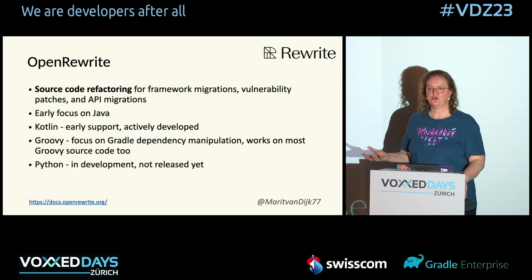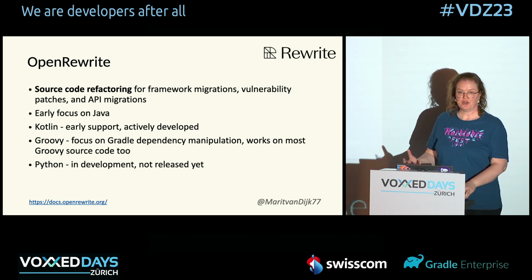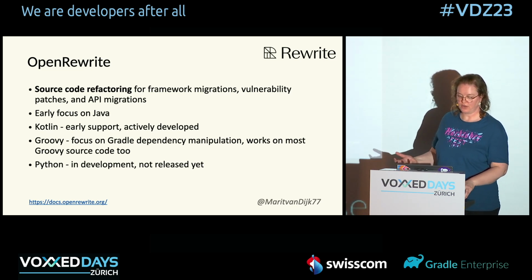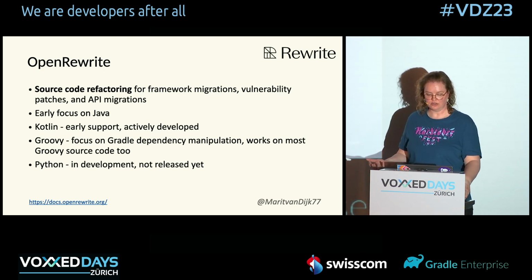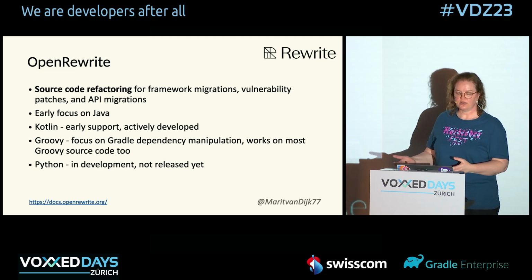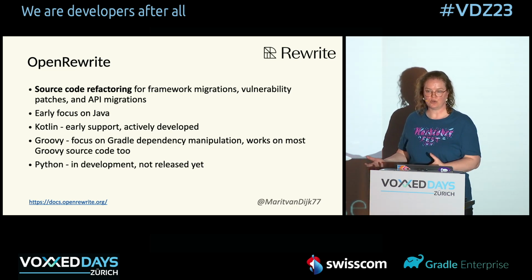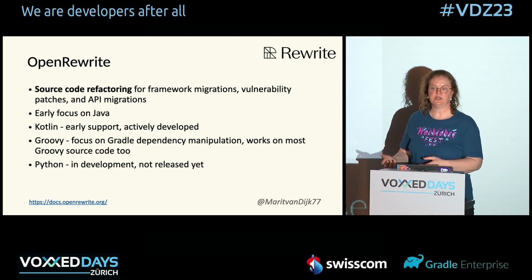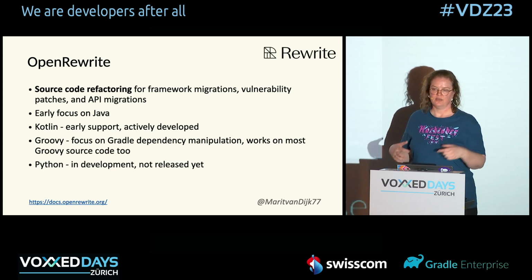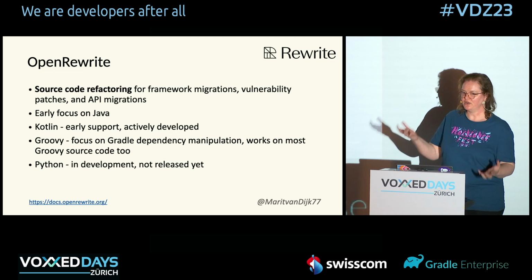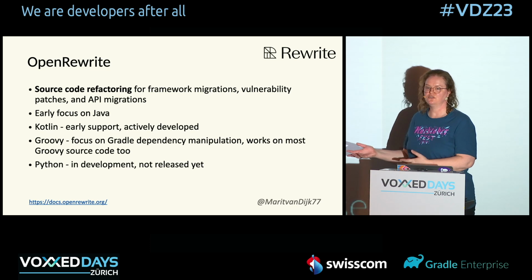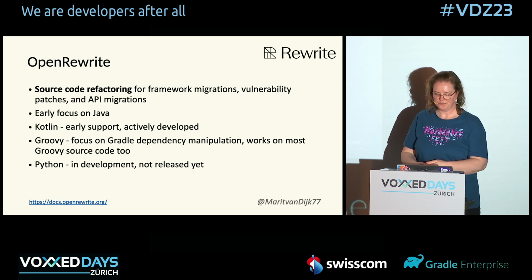The last option I want to show you is OpenRewrite. OpenRewrite is an open source code refactoring tool that can help you with framework migrations, vulnerability patches, and API migrations. They started with an early focus on Java, but they're also adding Kotlin support at the moment. They have some Groovy support, which is focused on dependency manipulation, but also works with most Groovy source code. They're working on Python, which is either there's a release, it was just released, or it should be released soon, and they're looking to add additional languages in the future.